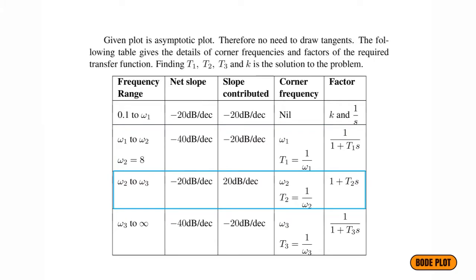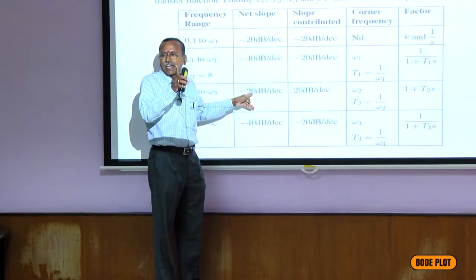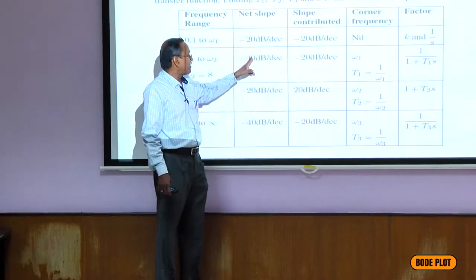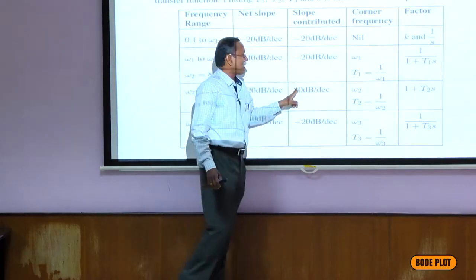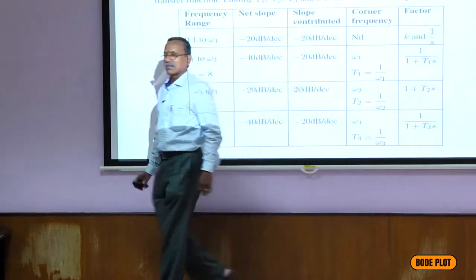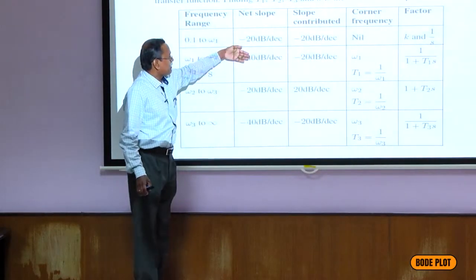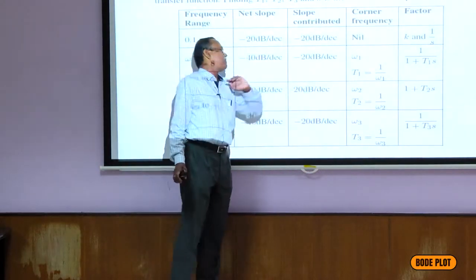Next is omega 2 to omega 3. The slope is minus 20. Already it was minus 40, now minus 20, so a numerator factor is there. That's why the slope changed from minus 40 to minus 20, therefore plus 20. This is the numerator factor, that is T2: 1 plus T2 s is in the numerator. Because the net slope changed from minus 40 to minus 20, this factor contributes plus 20 dB per decade.